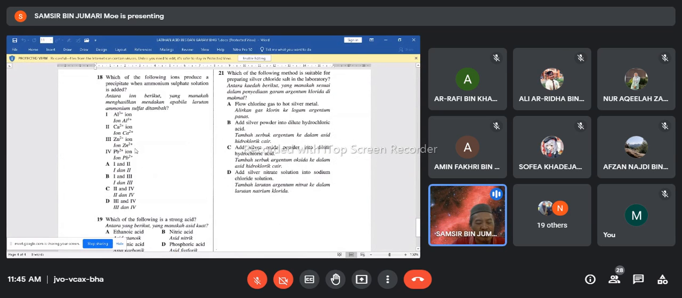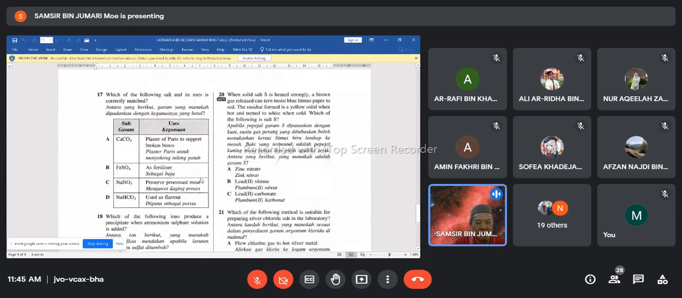So what ions other than calcium ion and lead two ion can react together with sulfate ion to form the precipitate? Barium. Yes, barium. Alright, good. Barium ions. Now you have understood this. Very good.